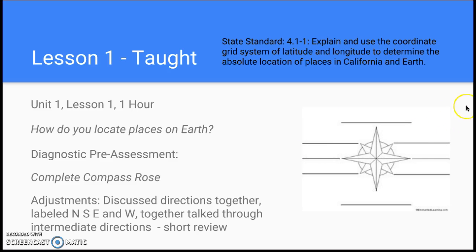If I were to do this pre-assessment again, I would either give them a word bank or I just wouldn't do it because it didn't go that well. Not many students were successful. So because of what I found from this assessment, we spent some time through my direct instruction going over intermediate and cardinal directions.